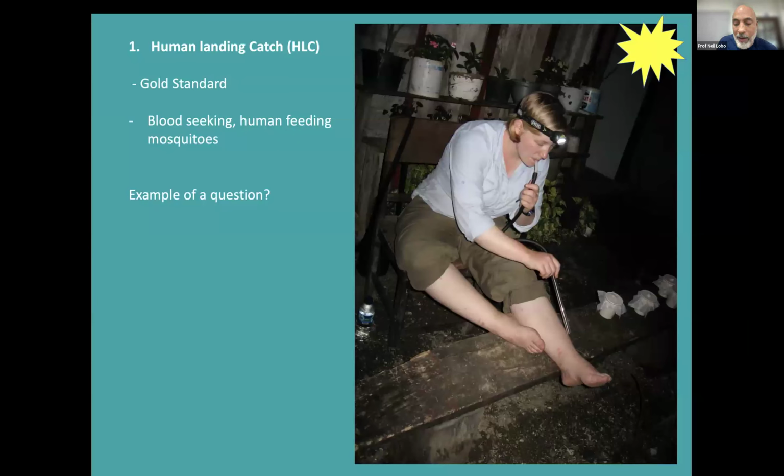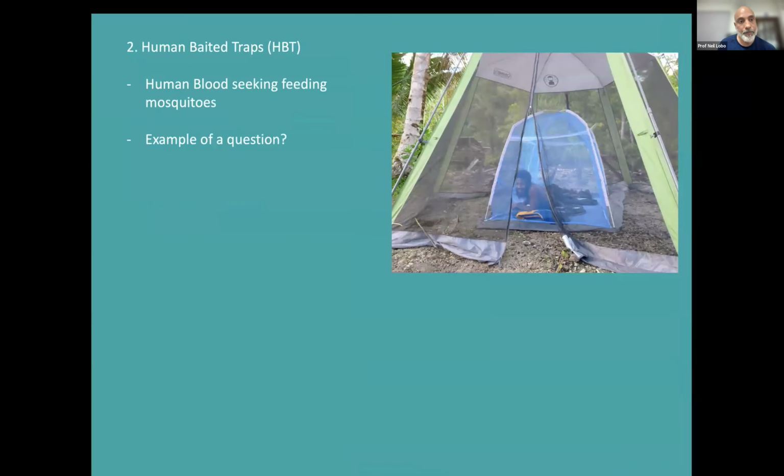However, many countries do allow it. And at least in my experience, I've conducted human landing catches many, many times, and I have never gotten malaria with good care and good trapping methodologies. Of course, this depends. It will be allowed depending on the country and your ethical board.